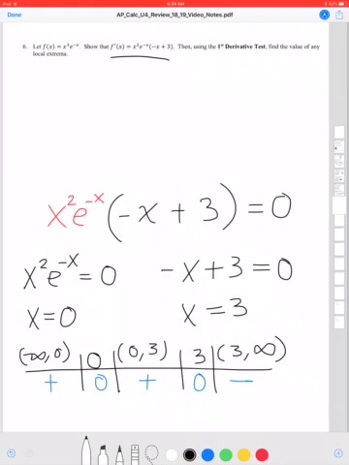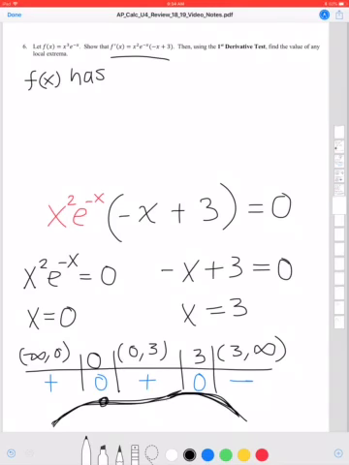Alright, so I've got increasing, 0, increasing, 0, decreasing. So I've got a point of inflection, it looks like here, not a max or a min because it stays increasing. But here I've got a maximum, a local maximum, because it changes from increasing to decreasing.